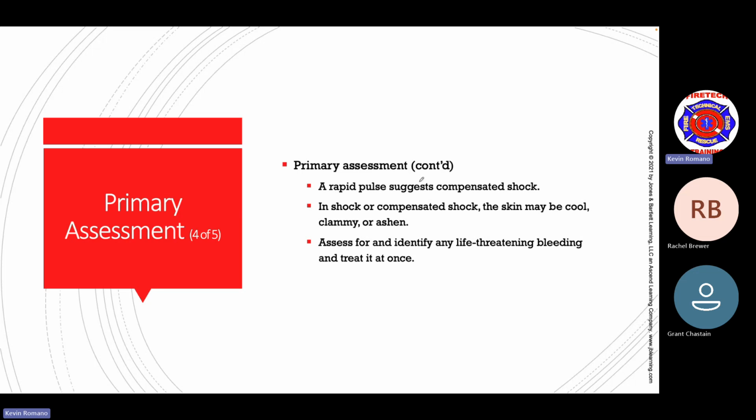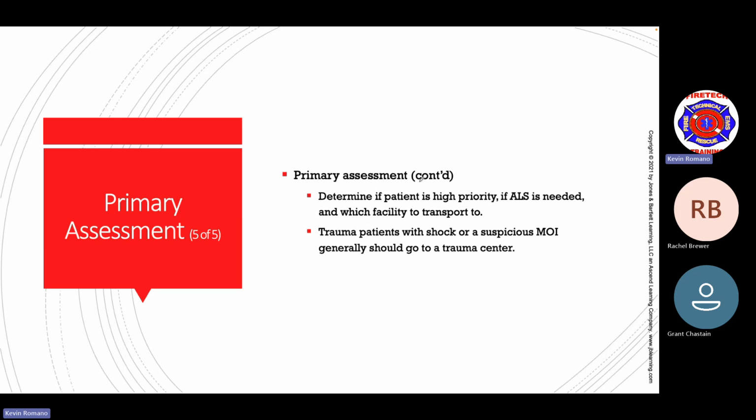In a shock or compensated shock, the skin may be cool, clammy, or ashen. If the patient has no pulse and is not breathing, immediately begin CPR, right? Assess for and identify any life-threatening bleeding in trauma patients. Treat immediately if they are found. Quickly assess the skin temperature, condition, color, and then check for cap refill time, right? Quick cap refills, very fast, easy to assess. Transport: remember the patient should be treated as a high priority, whether ALS is needed, and which facility to transport to.